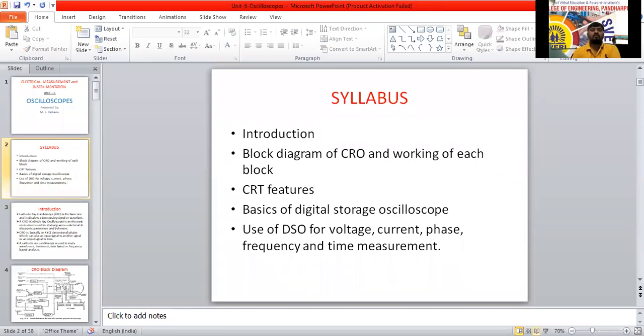So how is the use of DSO for the voltage measurement, current measurement, phase measurement, frequency, time measurement? These are all the things. How many of you were present for the practical of the last experiment?